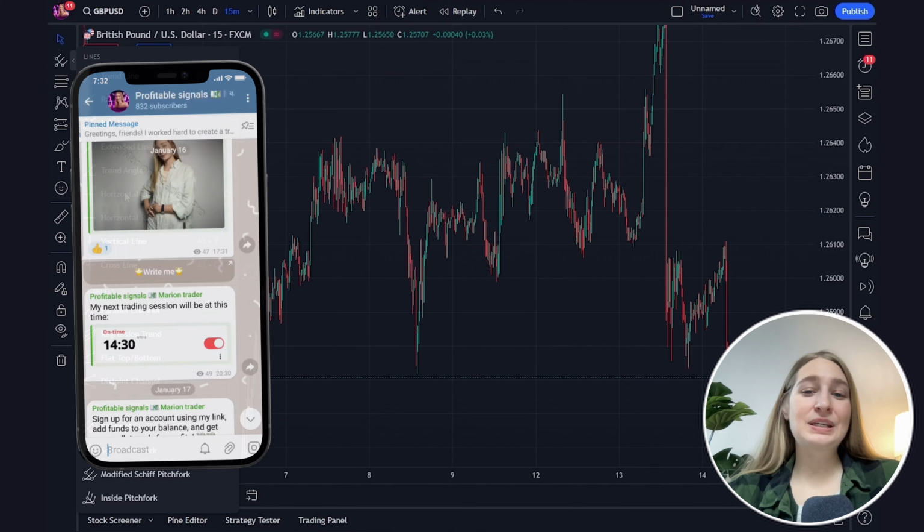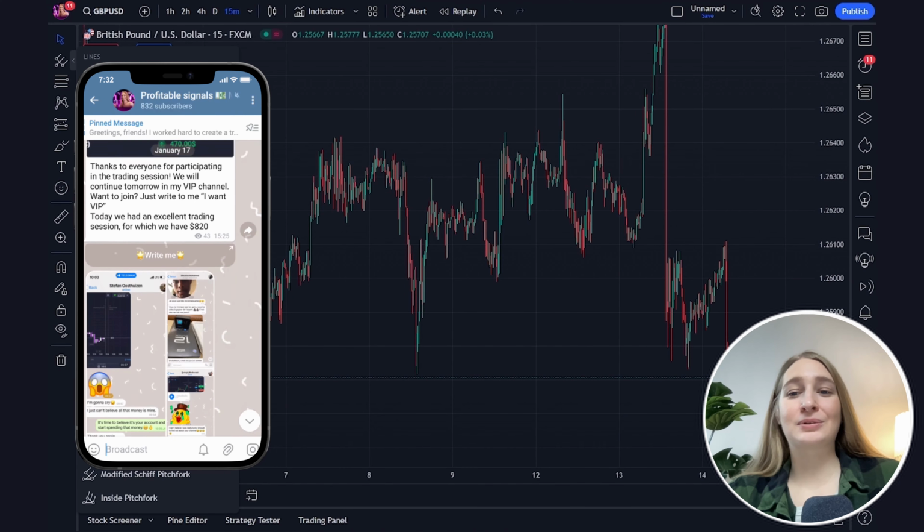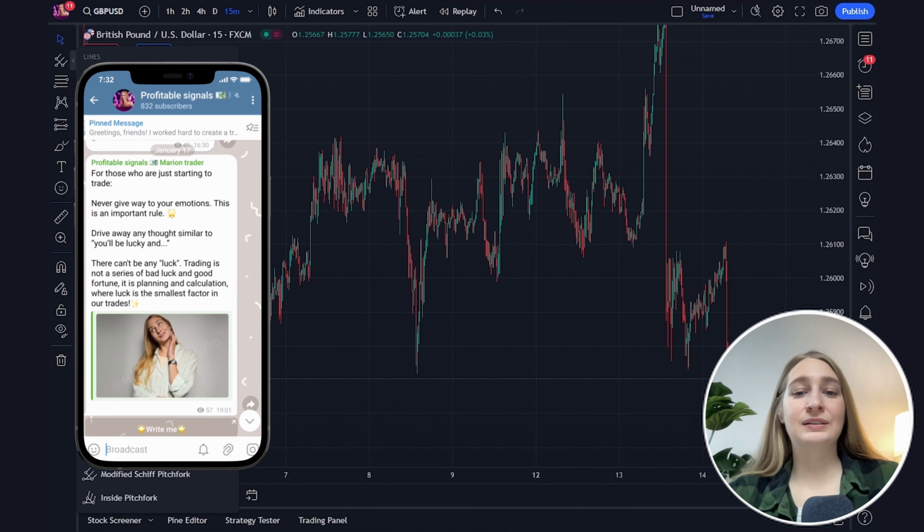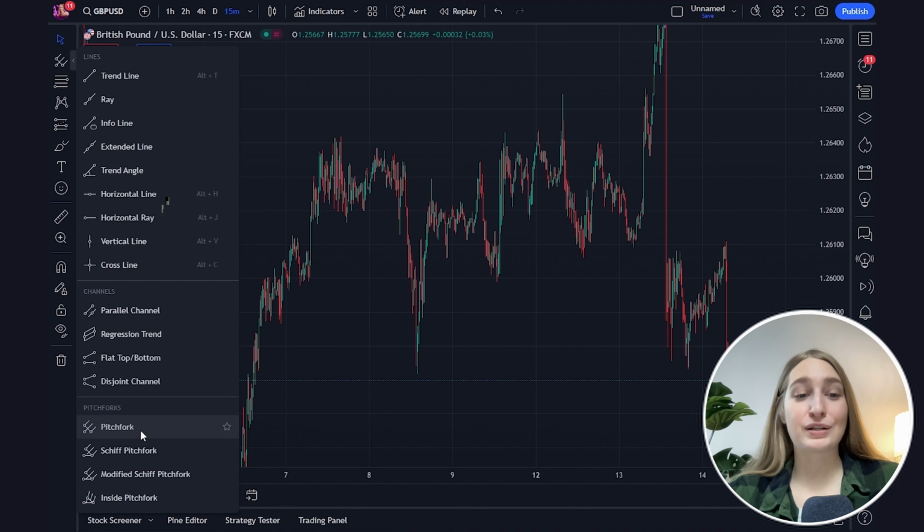Hello, my dear friends. Today we are going to break down the Andrews pitchfork strategy, and I will explain clearly what the Andrews fork is, how it works, and in what situation it is better to apply. Generally, Andrews forks come in several varieties, and they are located right here.